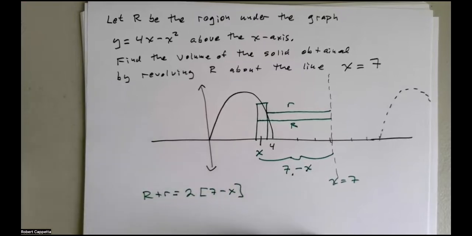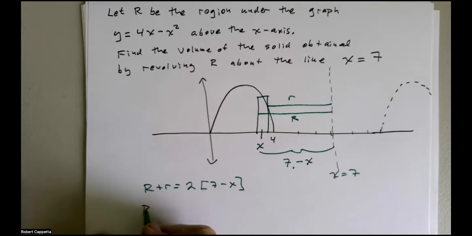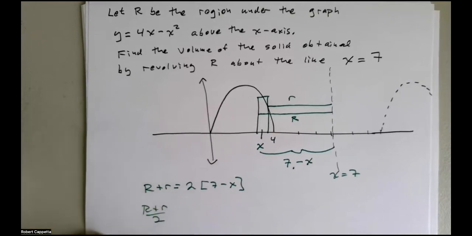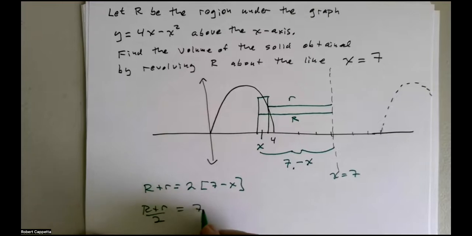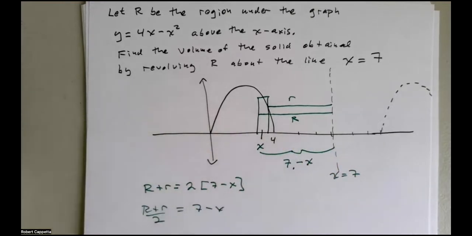And if you want a little bit more motivation for that, the average of these two things, big R plus little r over 2, that's the average of the radii. The average of those radii is going to be 7 minus x. That's the distance from the axis of rotation to x.